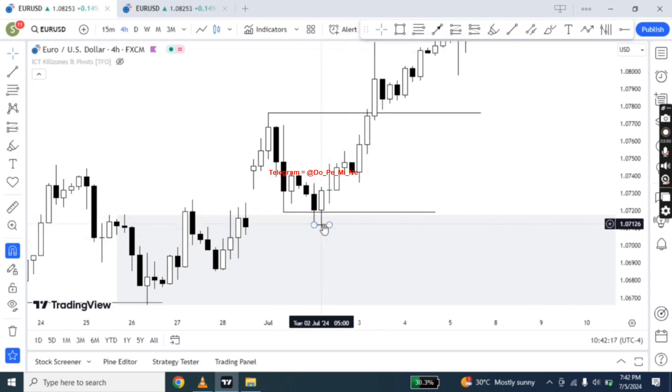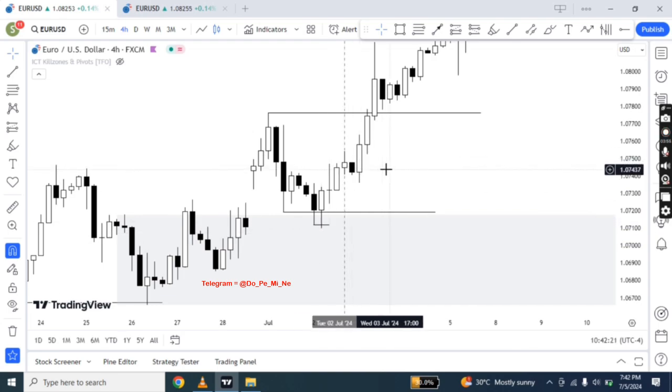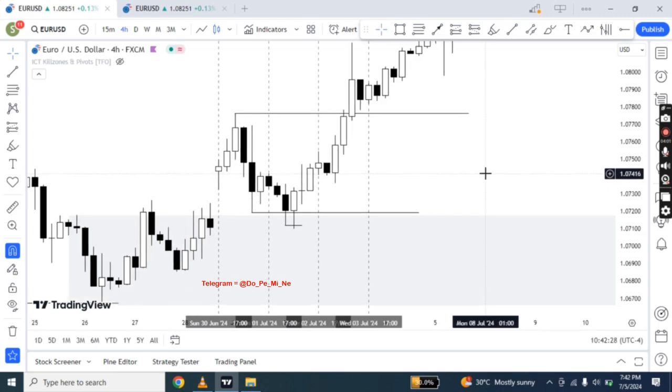Now what we are dealing with in this video is the price action on Wednesday, right? Now let me first of all put on the opening and closing times for the daily candle so we can see what we are dealing with, right?